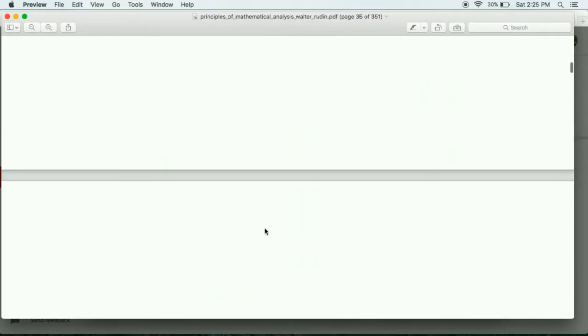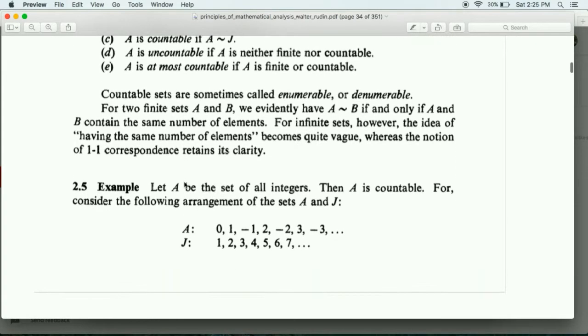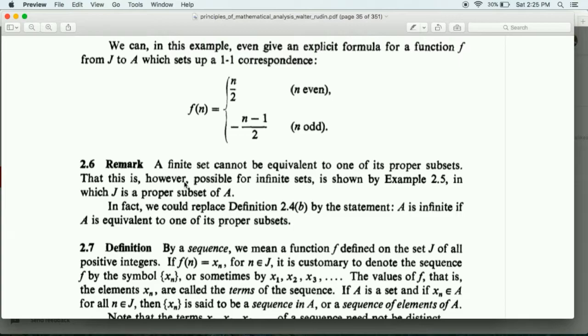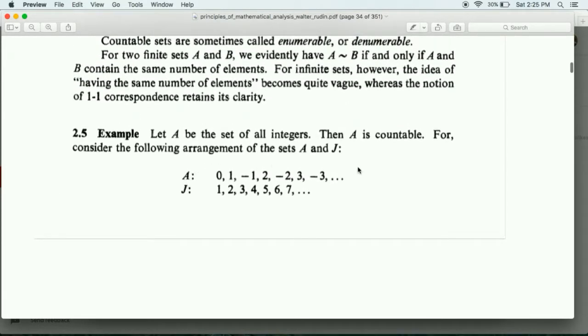So we can replace this definition 2.4b by saying A is infinite if it is equivalent to one of its subsets. This is a definition and that is another definition. A is infinite if it is equivalent to one of its subsets. The proof of this is a little tricky. But we see from example that this happens over here.